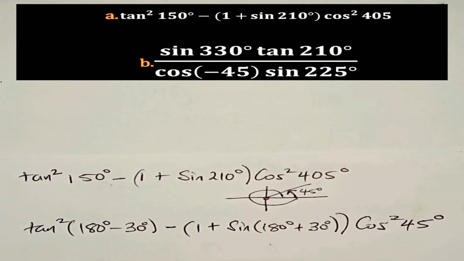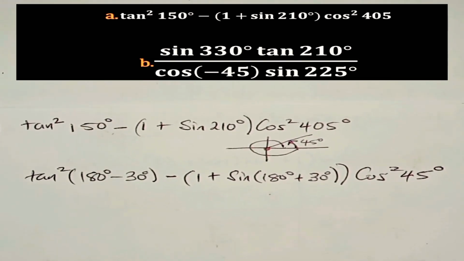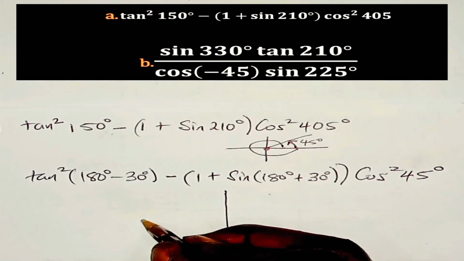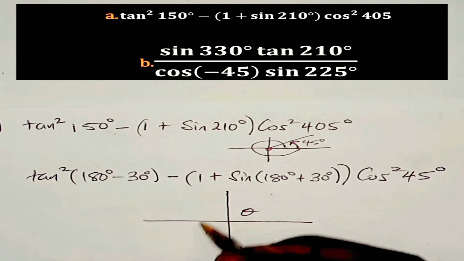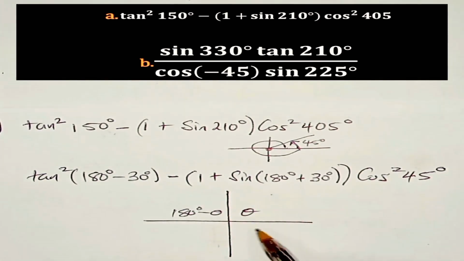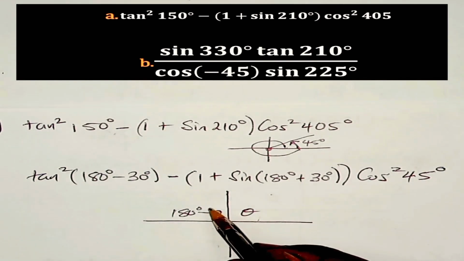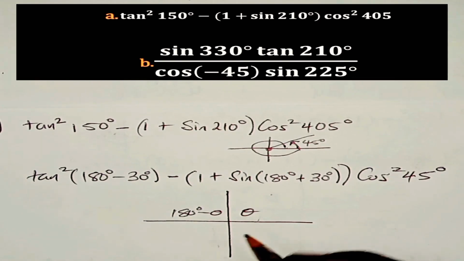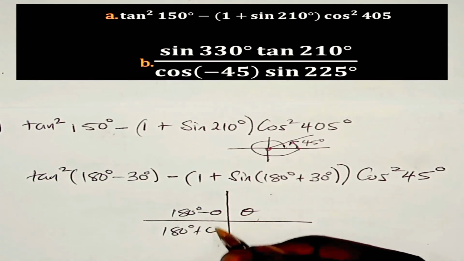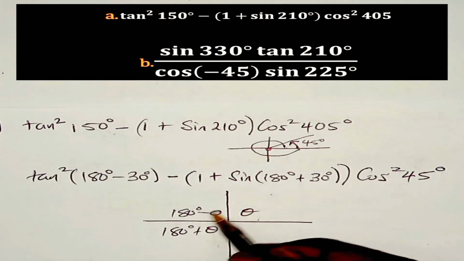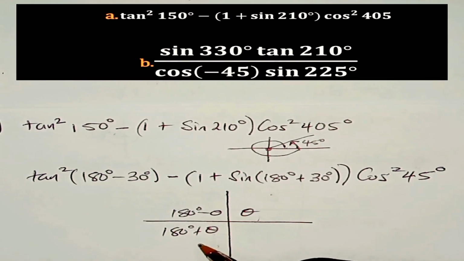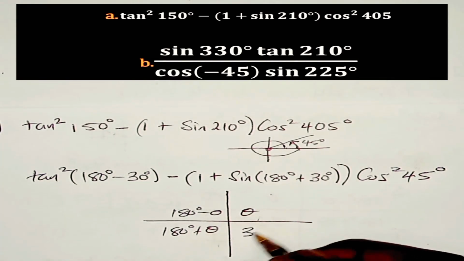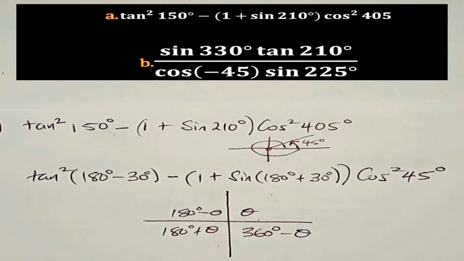All right. Now, on this term and that term, we shall use the CAST diagram. Let me just make a quick sketch of the CAST diagram. In the first quadrant, we have theta. In the second, we have 180 degrees minus theta. In the third quadrant, we have 180 degrees plus theta, and then we have 360 degrees minus theta in the fourth quadrant. So we're moving 360 degrees and theta degrees back into that quadrant.